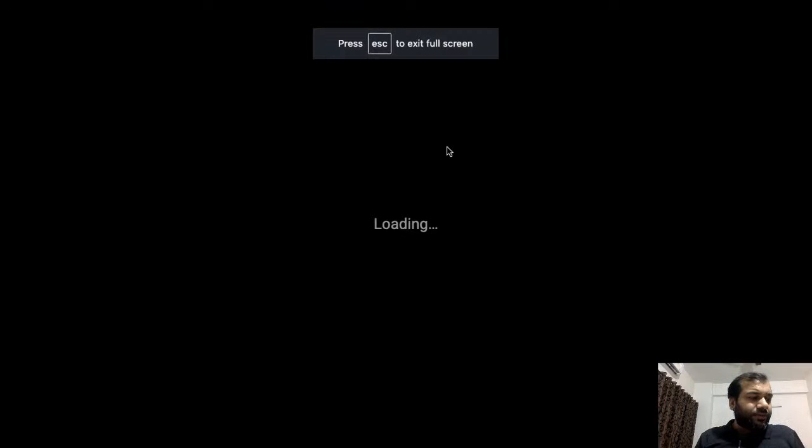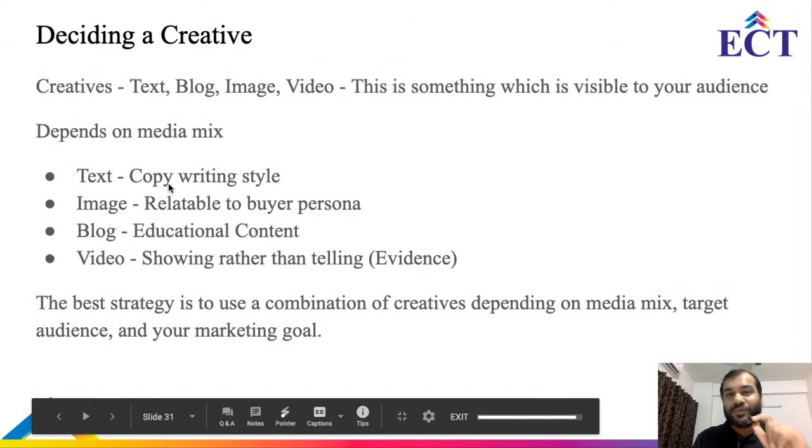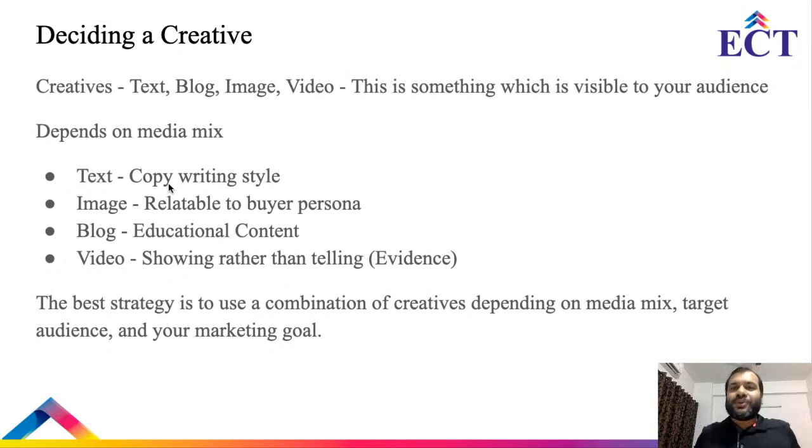Then it depends on media mix. So the text that we write, we follow copywriting style, persuasive writing style, because even one or two line text should follow all the rules of copywriting, because primarily the objective is to get action. So copywriting. Images should be relatable to your buyer persona. Okay, so one campaign can have 4 5 images targeted towards each buyer persona.